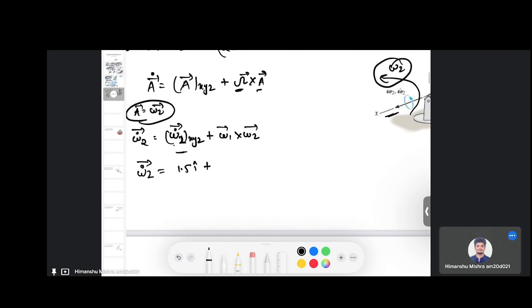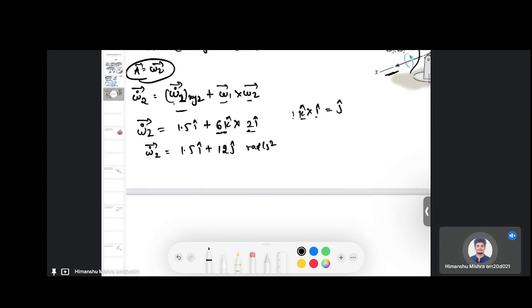plus 6k cross 2i, right? So omega 1 is along the z-axis, so it's 6k, and omega 2 is along the x-axis, so it's 2i. So it is 1.5i plus 12j. Because if I take the cross product between k and i, it will give me the direction j, and for the magnitude you just multiply 6 into 2, so it will become 12j. So this is omega 2 dot, which is in rad per second square.